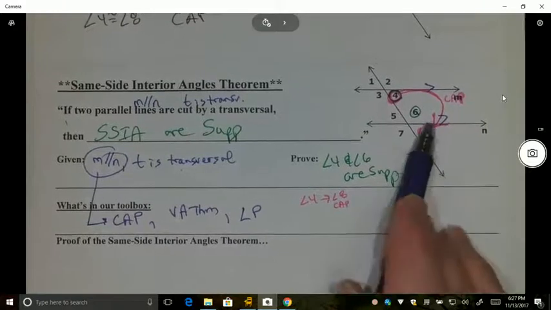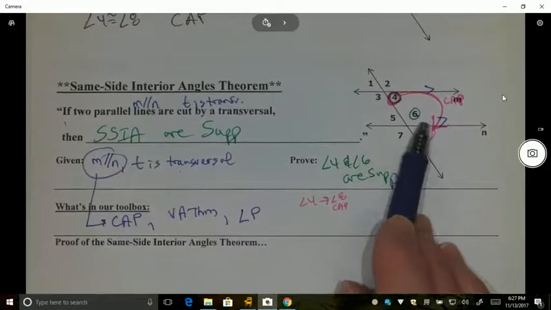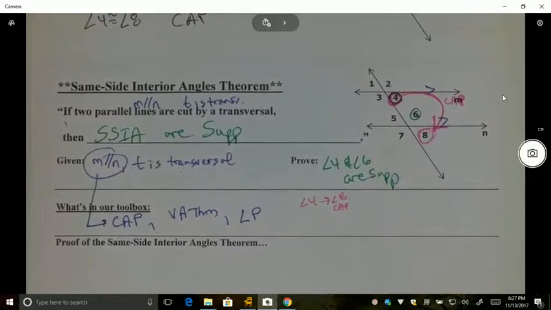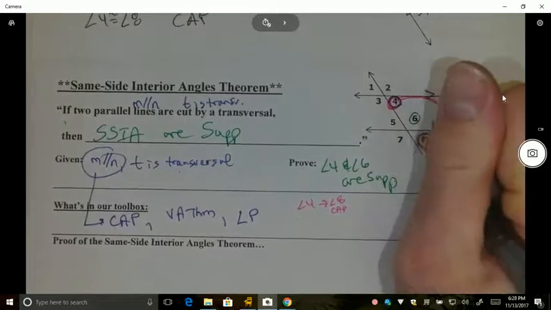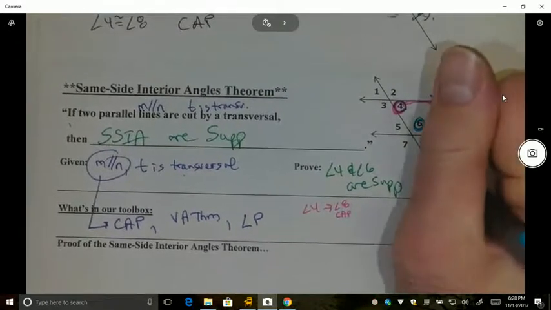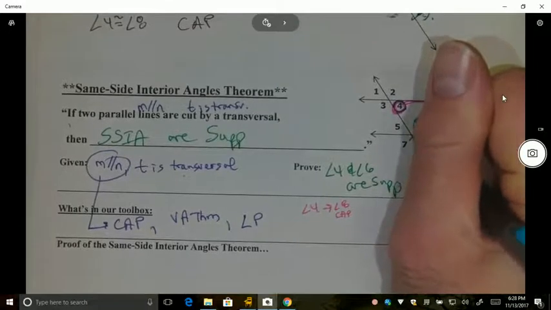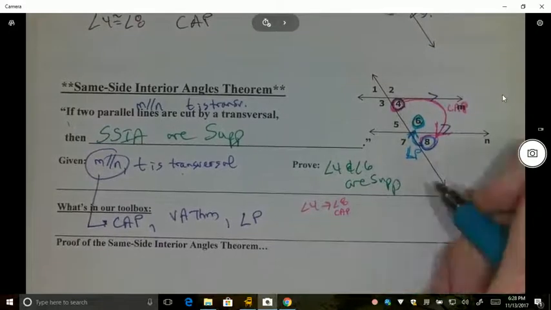But I'm trying to get to 6. Some people say, well, use the vertical angles and then go to 6. You could do that, but it's going to add more steps to your proof. There is a direct relationship between angle 6 and angle 8. They are a linear pair. So I can go directly from 8 to 6 using the linear pair theorem.